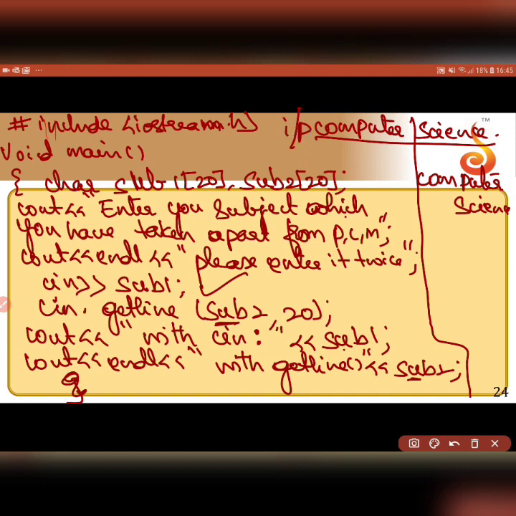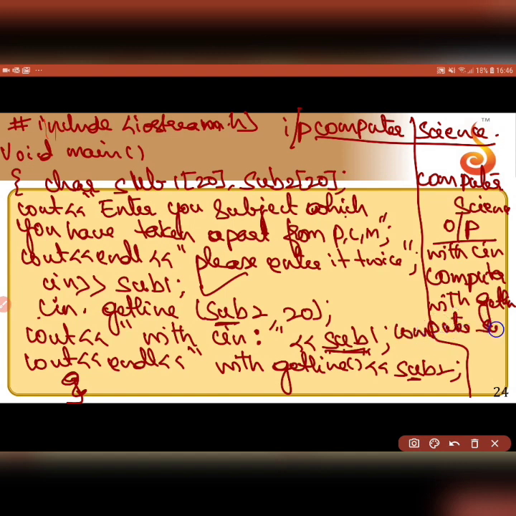After that, what am I doing? I am printing both the times I entered computer space science. I am using cin dot get line, and after that I am printing with cin. What would be the output? It will print me with cin, sub1, computer. Second time it will print with get line, and it will print computer science.